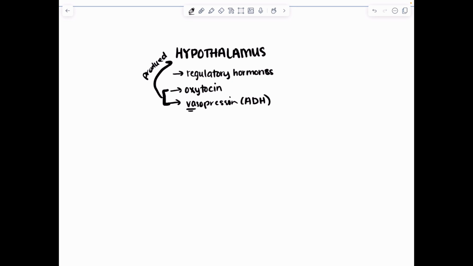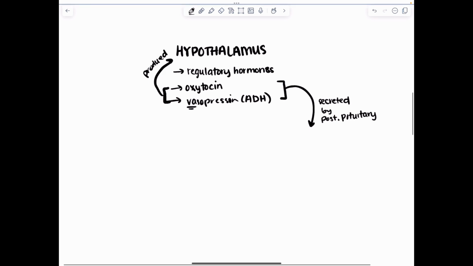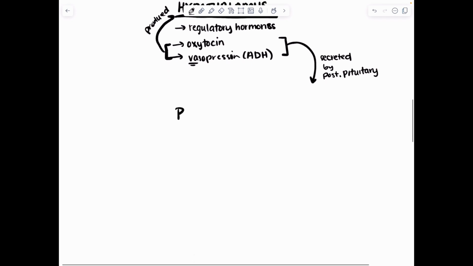But these two, vasopressin and oxytocin, are not secreted here. They are secreted by the posterior pituitary. And I'll explain that more when we're in lab. But that kind of brings me down. So below my hypothalamus, still in my diencephalon, I have the pituitary gland.